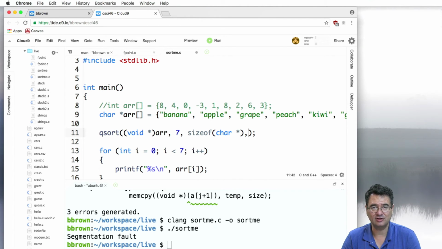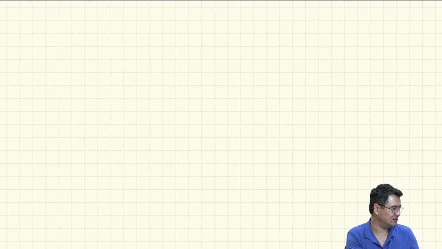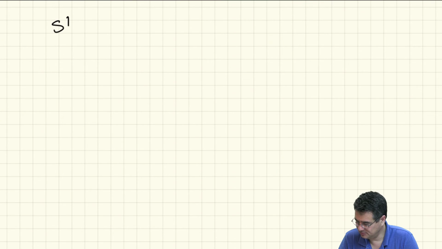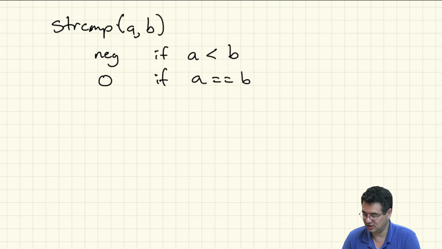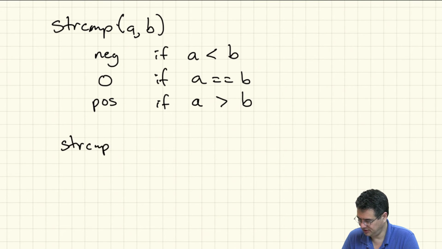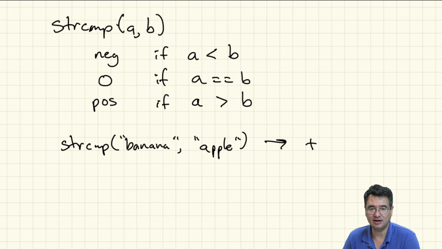Right, so remember string compare, let me give you this over here. String compare a comma b returns negative if a comes before b. Not a is strictly less than b, but a comes before b. And it returns 0 if a is equal to b. In other words, they're the same string. And it returns a positive number if a comes after b. So for example, if I was to do a string compare of banana and apple, this would yield a positive number because banana comes after apple.